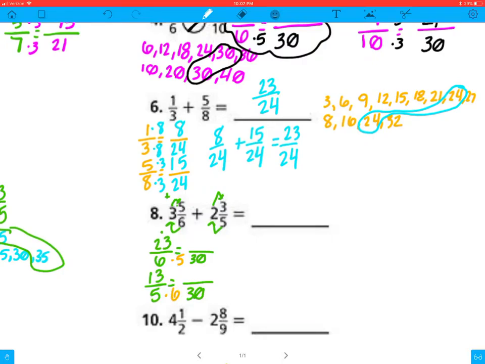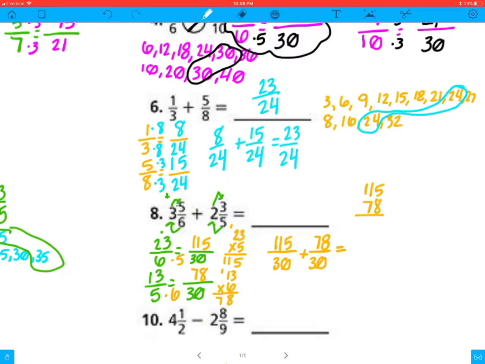I multiply my numerator and my denominator by the numbers that get me to my new denominator, my common denominator. So I multiply the 6 by 5. Now I need to do the 23 by 5, which is 115. And then I multiply the 5 by 6. Now I need to do 13 by 6, which is 78. I rewrite it. 115 over 30 and 78 over 30. Or I'm going to add that, not equal to.